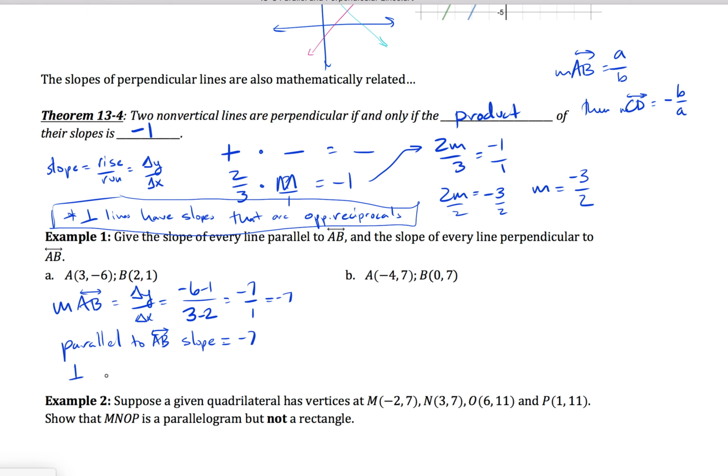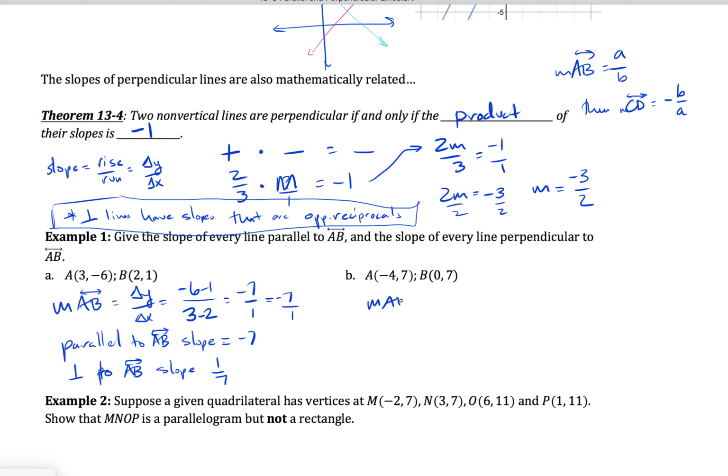If I'm looking at a line perpendicular to line AB, the slope will be the opposite reciprocal of that. Well, that's -7 over 1. So the reciprocal would be 1 over 7, and since this one's negative, we would just keep this as a positive. So the perpendicular line would have a slope of positive 1 over 7. Let's look at the next one.